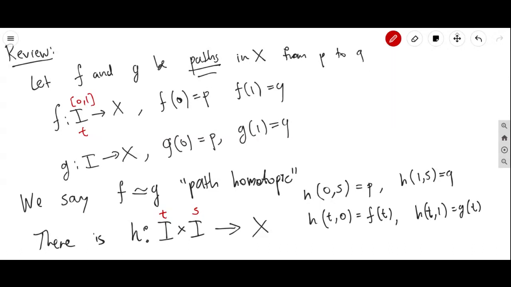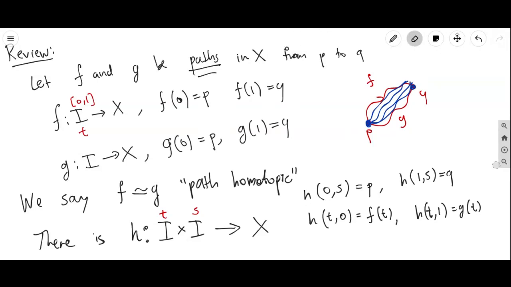And the picture, of course, here is this is p, this is q, this is f, this is g, and then the homotopy is sort of producing intermediate paths in between them, and it interpolates one to the other. And as you can see, they always start at p and they always end in q. So that's what we mean by path homotopic. So this path condition is satisfied, that p and q, they sort of stay fixed throughout this deformation process.